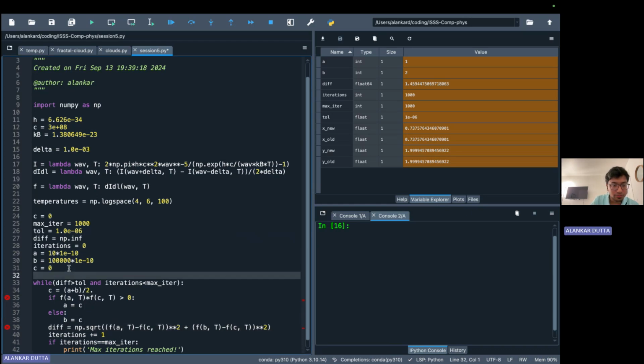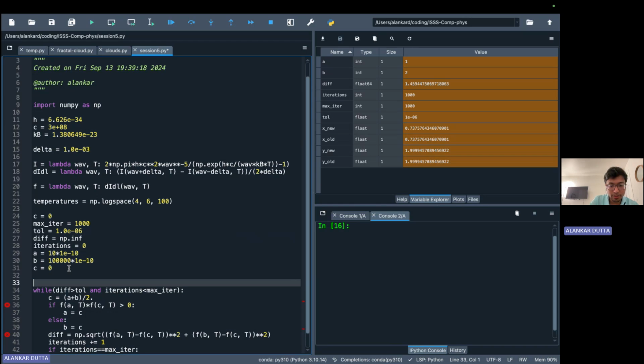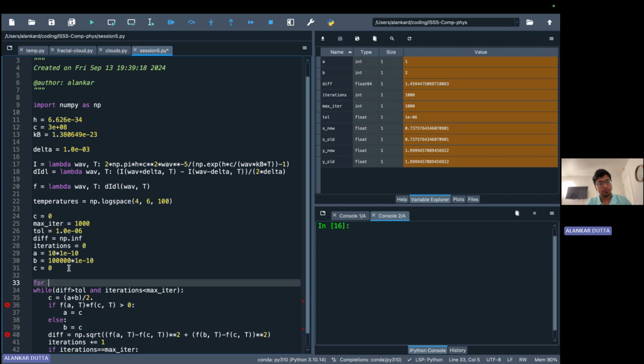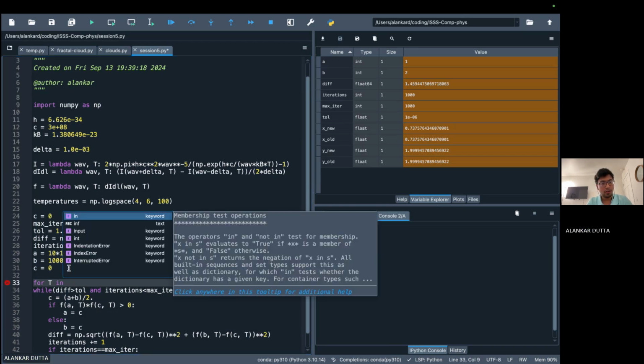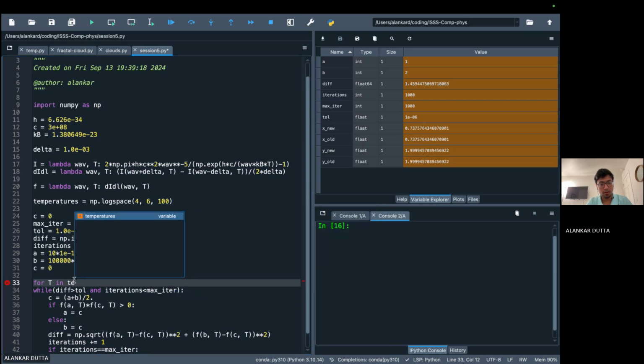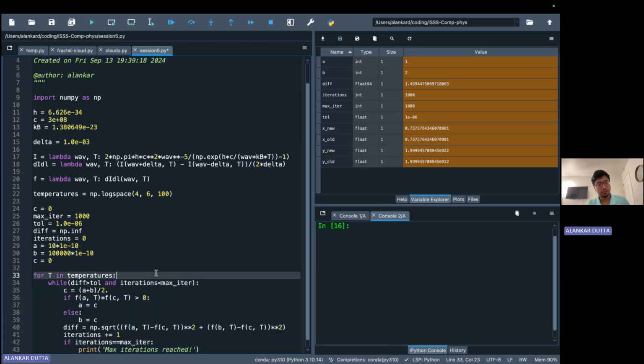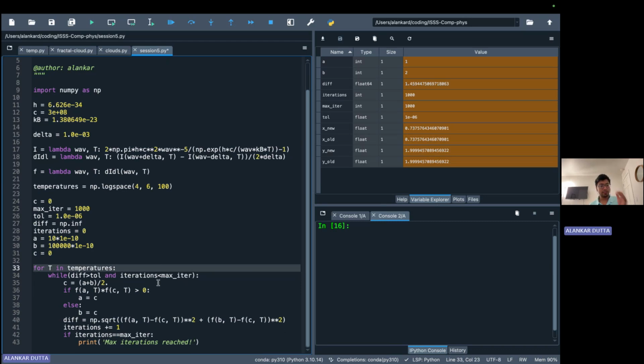And then I can do something like get this in a for loop, for T in temperature. So this gives me something like this. I give a tab. And then there is this message that you have reached the maximum number of iterations in here. Okay, so let's try to run this.